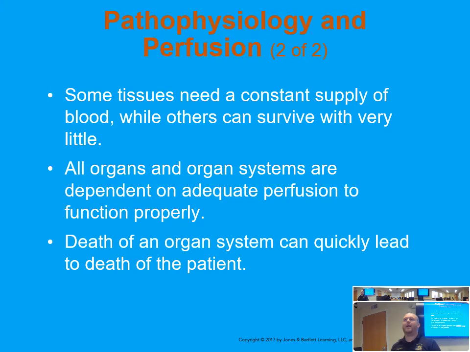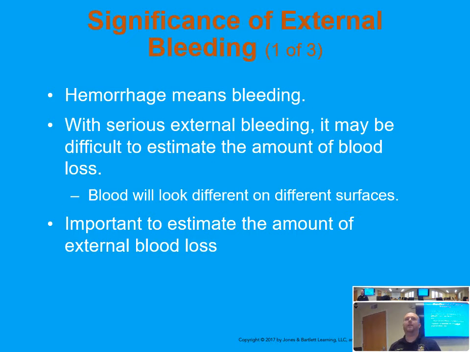Some tissues need a constant supply of blood, while others can survive with very little. All organs and organ systems are dependent on adequate perfusion to function properly. Death of an organ system can quickly lead to death of the patient. Hemorrhage means bleeding. You see the word hemo in the prefix there, with rrhage meaning running, so blood running, hemorrhaging, bleeding.